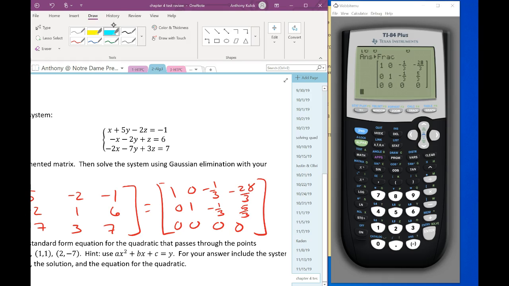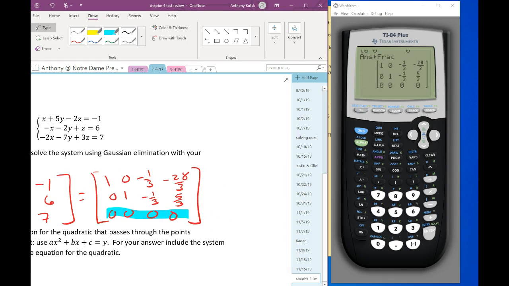Andrew, I saw your hand up. Did you have... So how do I interpret this matrix to an answer? What do I see here? Yeah, so the last row is the one that we're really interested in. What that last row is saying is 0x plus 0y plus 0z equals 0, or 0 equals 0. So that's telling us we have infinitely many solutions.